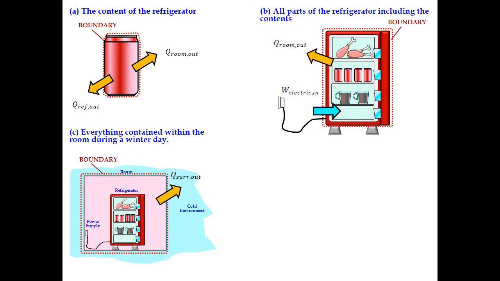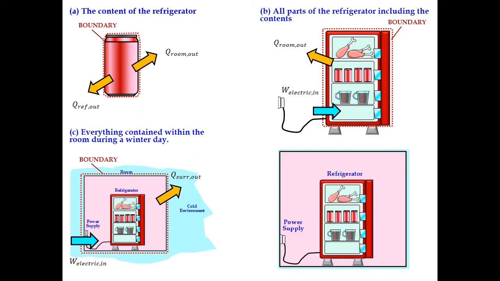Okay, Q surrounding out. And the other one is the electrical work due to the power supply to the refrigerator. So these are the two energy transfers that occur when the boundary involves everything contained within the room during a winter day.